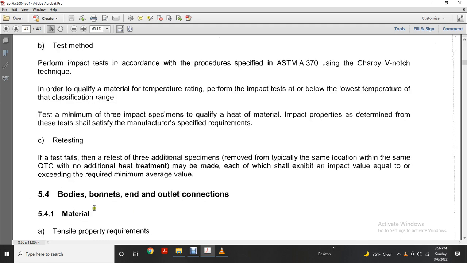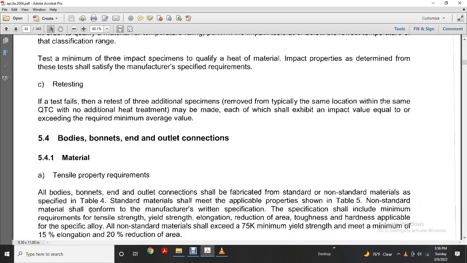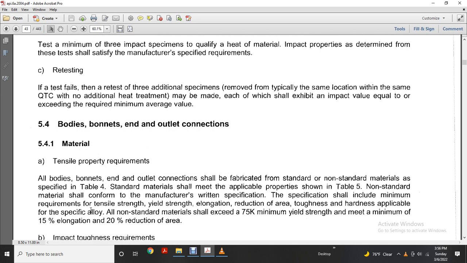Body, bonnet, and end and outlet connection material property requirements. All body, bonnet, and outlet connections shall be fabricated from standard or non-standard materials per the table. The standard materials shall meet the applicable properties in the table. Non-standard materials shall conform to the manufacturer's written specifications. Specifications will include the minimum requirements of tensile strength, yield strength, elongation, reduction in area, toughness, and hardness applicable for the specific alloy. All non-standard materials shall have a minimum yield strength of 75K, with a minimum of 15% elongation and 20% reduction in area.